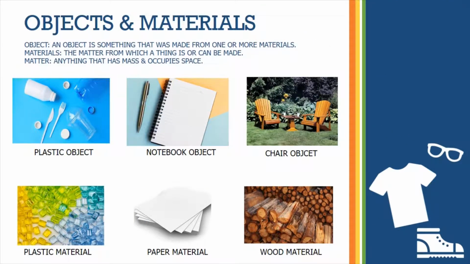Objects and materials. Objects are things that are made out of one or more materials, and these materials are made out of matter. Matter has atoms and molecules, which we will be discussing in our later sections. As I said earlier, an object is made out of one or more materials. For example, water bottles are made out of plastic materials, and notebooks are made out of paper materials, and chairs are made out of wood materials.